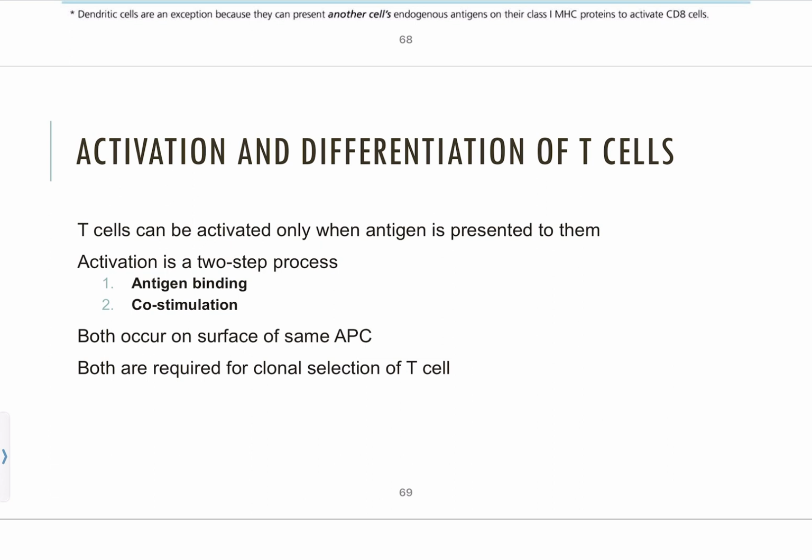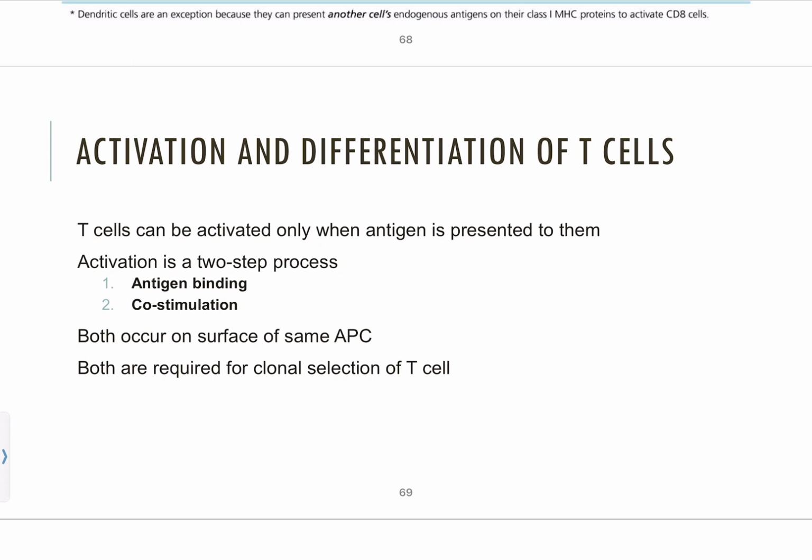So for a naive T cell, again, one that has not yet encountered its specific antigen, in order for the naive T cell to become activated, a two-step process must occur. So the first step is going to be antigen binding, where the T cell receptor, the TCR, is going to bind to the antigen MHC complex on the surface of an APC. And the TCR must undergo double recognition, meaning that it must recognize both the antigen and the MHC molecule presenting it. The second step is co-stimulation, where the T cell must also receive additional signaling molecules called co-stimulatory molecules from the APC.